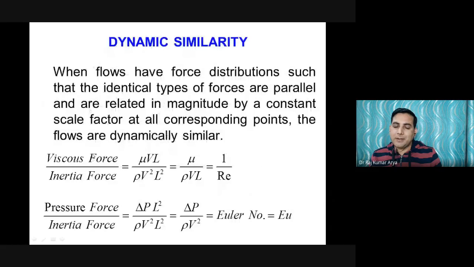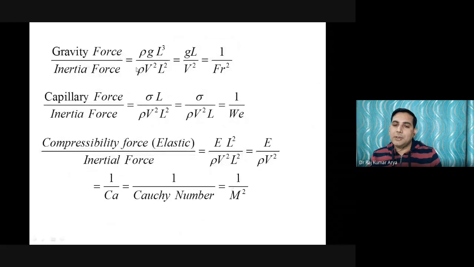One is the Reynolds number, another is the Euler number, then the Froude number, then the Weber number, then the compressibility number. If you are talking about incompressible flow, you should not talk about compressibility factors, correct or not? That number will not be considered. If you are talking about flow in a pipe or channel, then gravity force doesn't play much role in that, so the Froude number need not be considered.